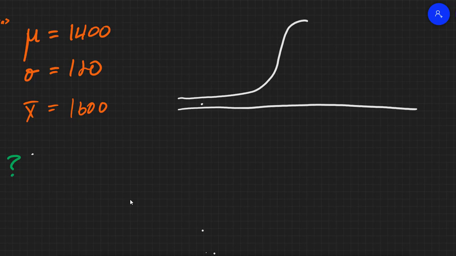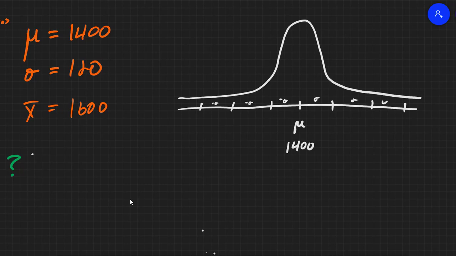We know that it's normally distributed, or approximately normally distributed. And we know that mu is somewhere in the middle here, and we know how to build a normal distribution. So let's go ahead and do exactly that. 1,400 is my mu, and I know that every sigma is 120. So here's a sigma, and here's a negative sigma, and so on. Sigma, sigma, negative sigma, negative sigma, and so on.